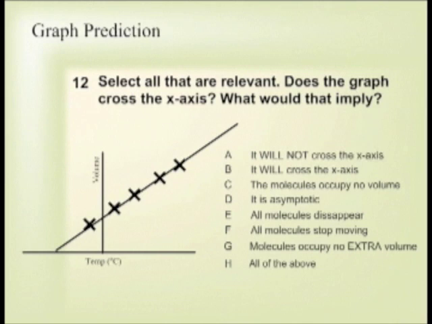A, it will not cross the x-axis. B, it will cross the x-axis. C, the molecules occupy no volume. D, it's asymptotic. Asymptotic means it will approach but never cross. E, all molecules disappear. F, molecules stop moving. G, molecules occupy no extra volume. H, all of the above. There could be more than one right answer. You should select all of the correct ones. Press pause on the video.